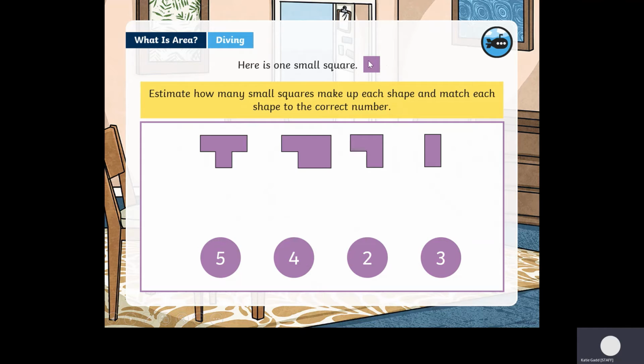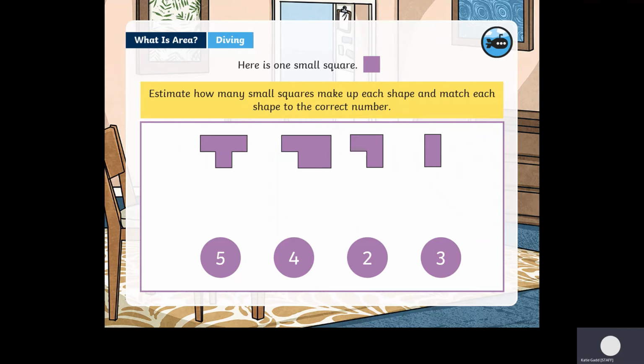So you're trying to work out how many of these could I fit into, for example, this shape here. How many would it be? So you've got to work out which shape is going to contain 2 squares, 3 squares, 4 squares, and then 5 squares. So again, you might choose to start from the smallest, or you might choose to start from the biggest. So pause the video and then come back when you think you've got the answer.